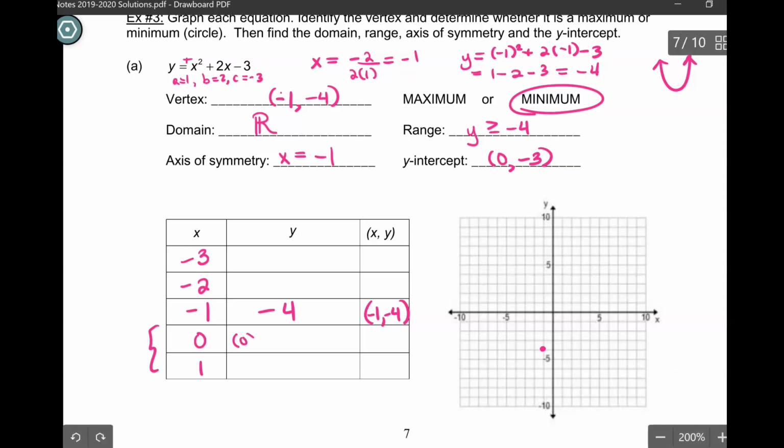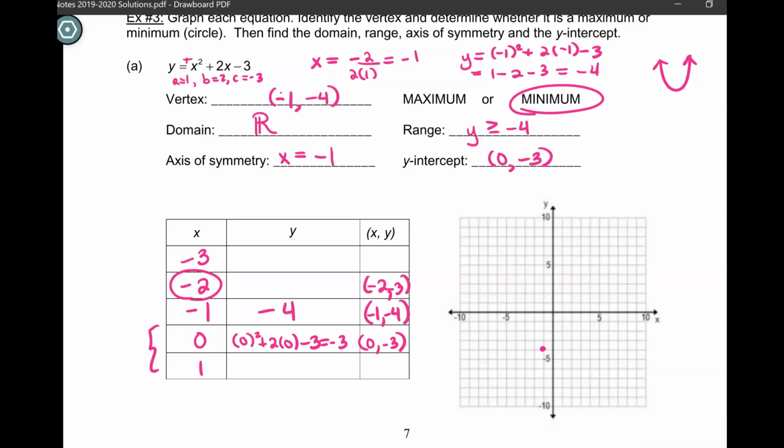So if I plug in 0, 0 squared plus 2 times 0 minus 3, I get -3. So 0, -3. And as long as I pick the values just right, that means -2 and 0 will have the same y-coordinate, so -2, -3 here. And the reason I did that was 0 and 1 are much easier to substitute in. So next I'll plug in 1, so 1 squared plus 2 times 1 minus 3. So that's going to be 1 plus 2, 3, minus 3 is 0.